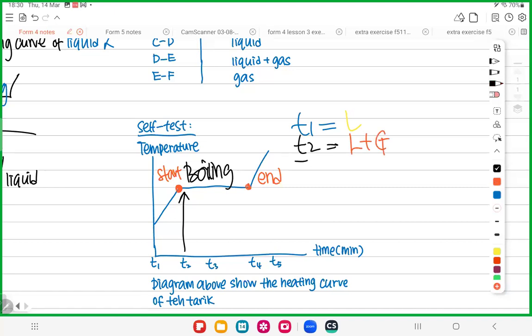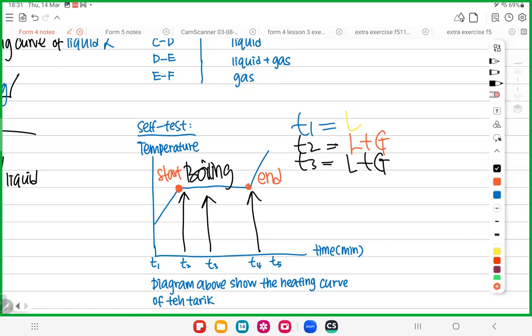Okay, T3. T3 is also on the horizontal line. When you are on the horizontal line, what do we have? Liquid plus gas, right or not? Still liquid plus gas, because the whole process is still ongoing. Because at T3, have you finished boiling already? Not yet. You're in the middle, not finished yet. It finishes here.